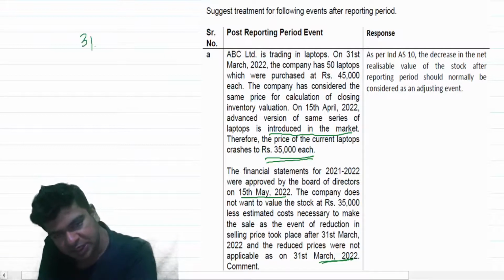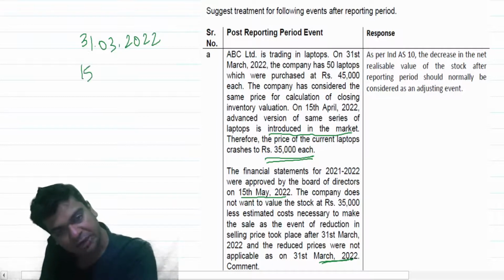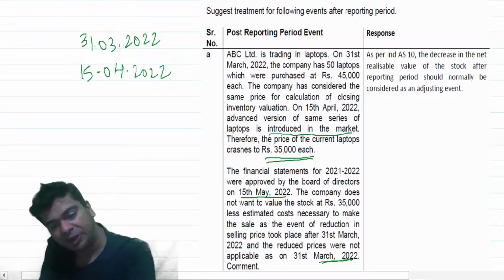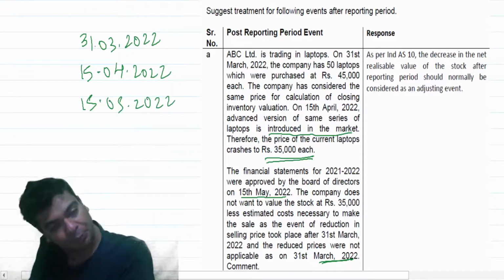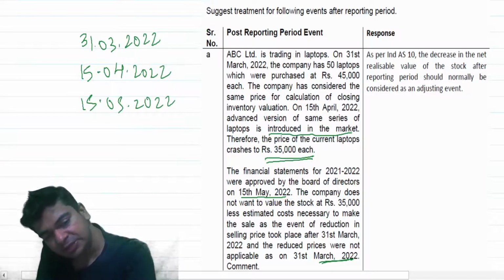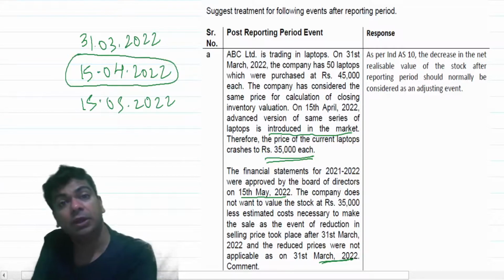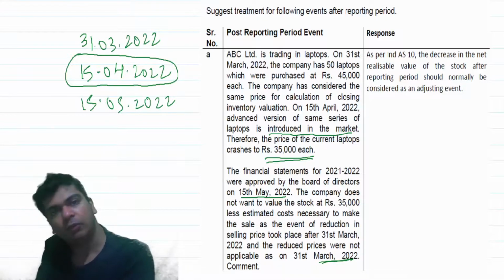Your balance sheet date is 31st March 2022 and this event of some new advanced laptops getting introduced in the market is on 15th April 2022 and on 15th May 2022 our financial statements are getting approved. Thus 15th April 2022 is definitely an event after the reporting period. Is this event adjusting? Is this event non-adjusting? That is what we have to decide.